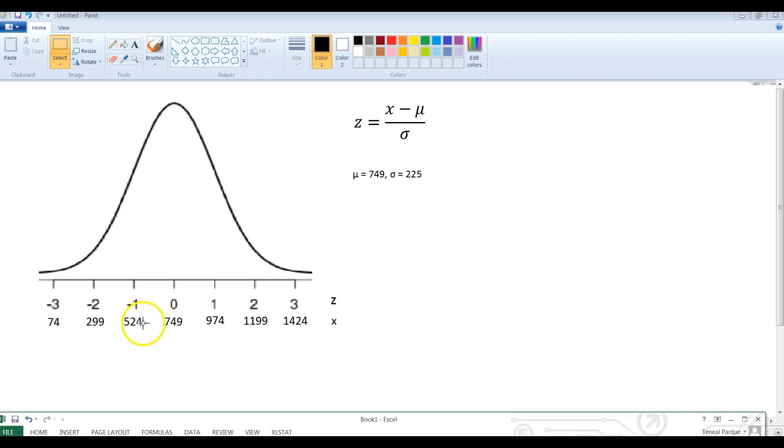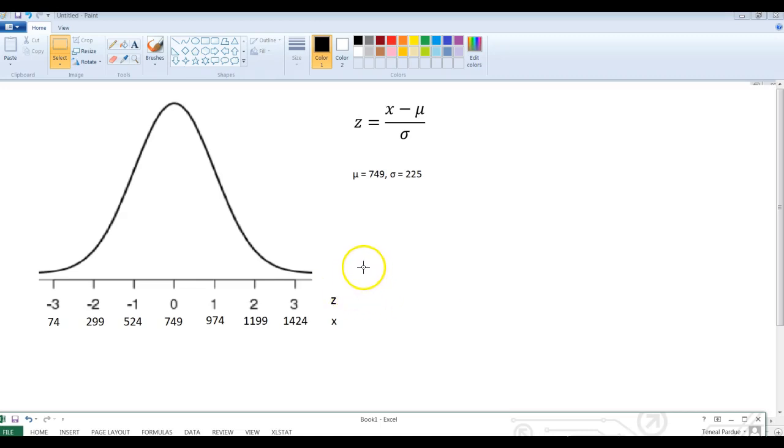So to go one standard deviation below the mean, we take 749 minus 225, and then minus another 225 to get 299, and minus a final 225 to get 74, and then we go up by 225 up here. So that's what the sketch looks like.